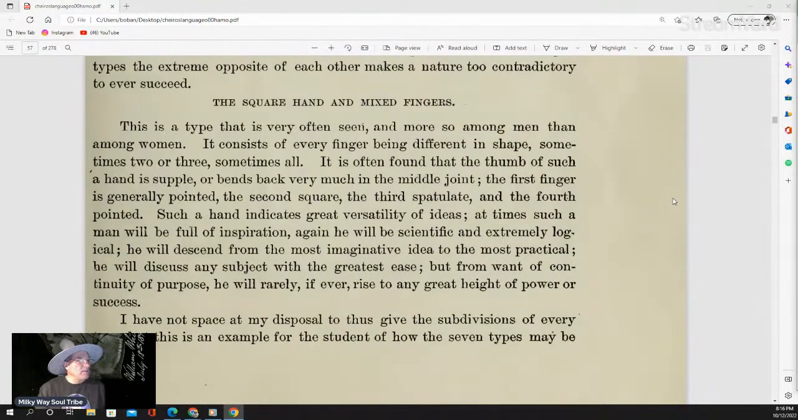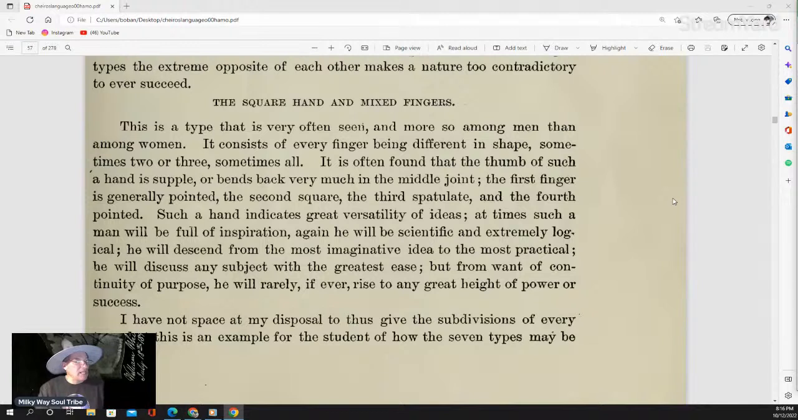The square hand and the mixed fingers. This is a type that is very often seen, and more so among men than among women. It consists of every finger being different in shape, sometimes two or three, sometimes all. It is often found that the thumb of such a hand is supple or bends back very much in the middle joint. The first finger is generally pointed, the second square, the third spatulate, and the fourth pointed.